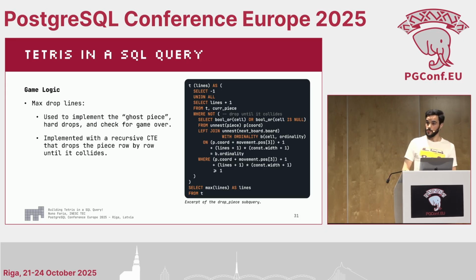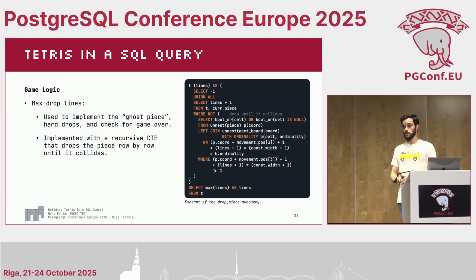And to implement this, we now have another recursive CTE, so now we have recursive CTEs inside recursive CTEs, and this takes the current piece and drops it down line by line until it collides with another piece or another block.